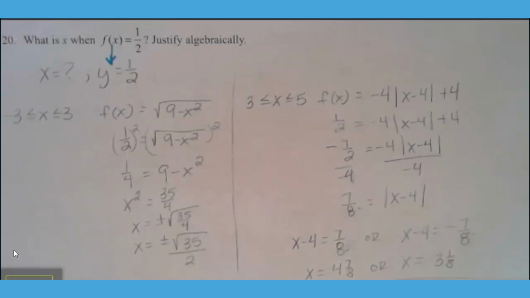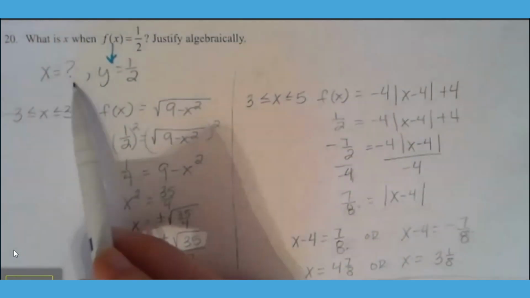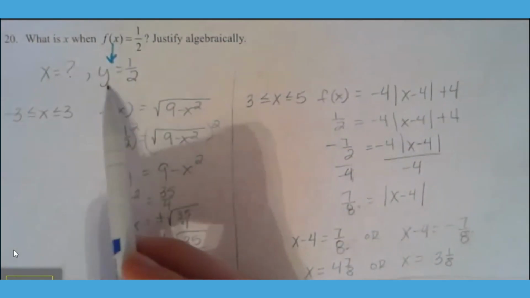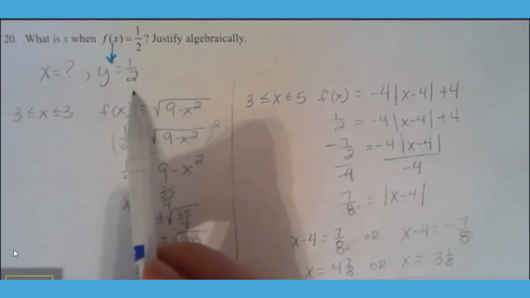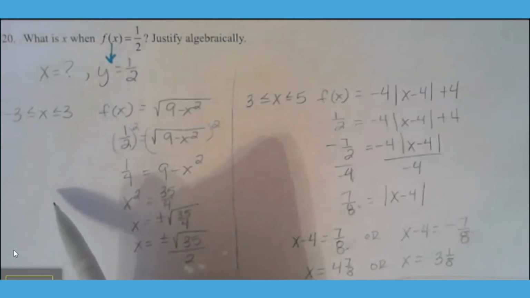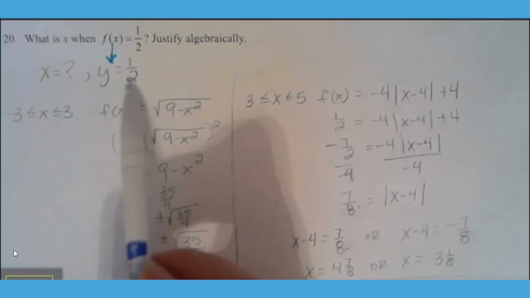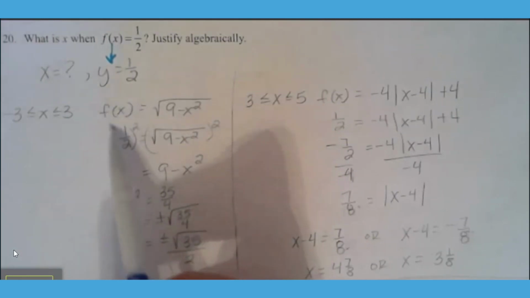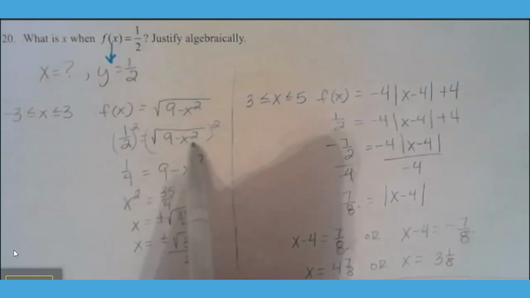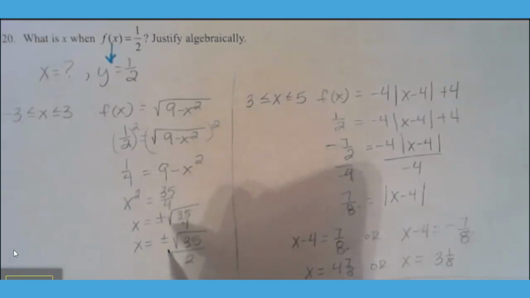So what I always try to have my students do is to tell me what the question is asking them. The question is asking, what is x when f of x, or y, is equal to 1/2? And so now I simply have to take those 5 functions that I dealt with previously, substitute in a 1/2 for my f of x, and then I'm only left with the variable x, and I can solve for x.